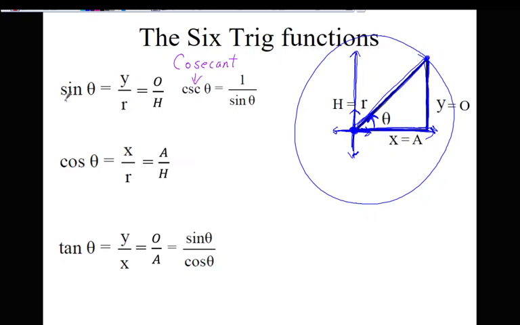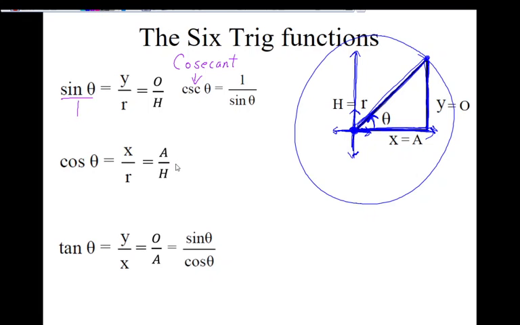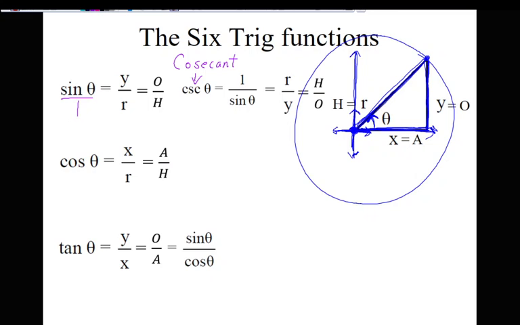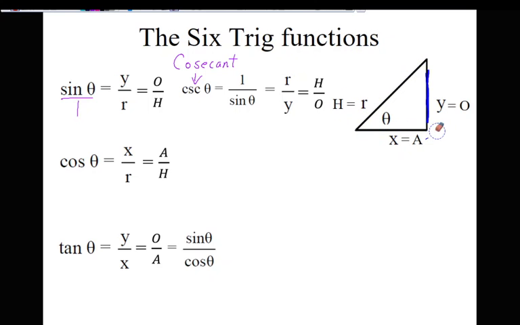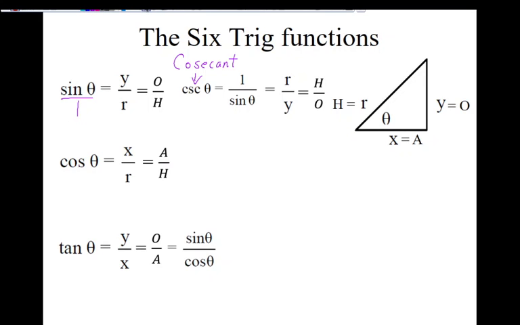Because if sine is sine over 1, then cosecant is 1 over sine, the reciprocal. So if sine is y over r, cosecant is r over y. If sine is opposite over hypotenuse, cosecant is hypotenuse over opposite. So basically cosecant is the reciprocal of sine. That's one of the new ones. Well, cosine has a reciprocal too. Cosine's reciprocal is secant.